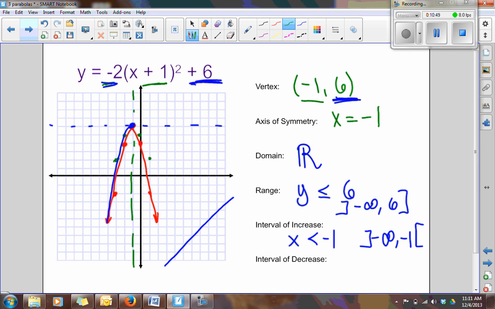And then it's decreasing from -1, when x equals -1, all the way to when x equals infinity. It's going in this direction, left to right. So x goes from -1, x is -1 here, all the way to when x is infinity, our function is decreasing. So x is greater than -1, or from -1 to infinity.